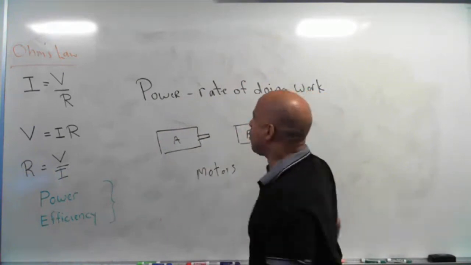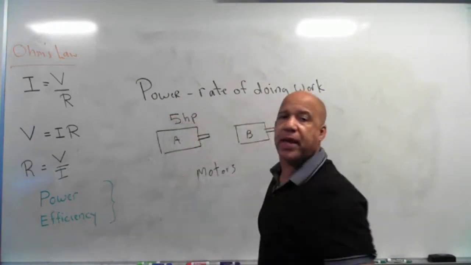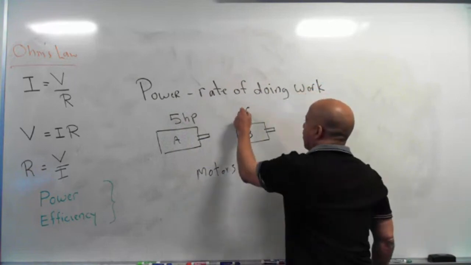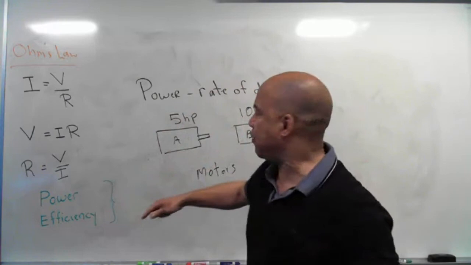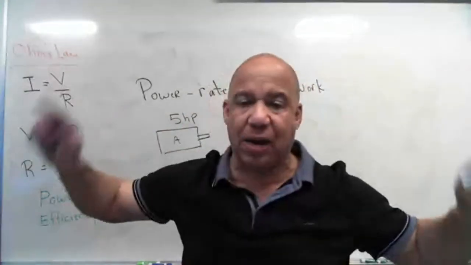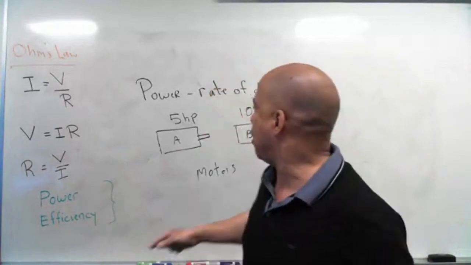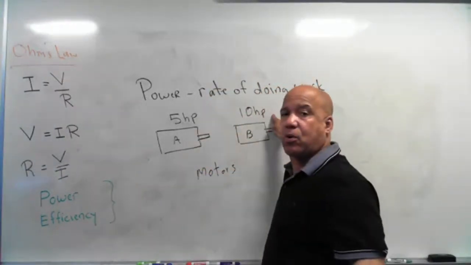Motor A has a power of 5 horsepower. Motor B has a power of 10 horsepower. Now, I don't know what the shaft is driving, but when you turn these on, the shaft spins. Maybe it's driving a pulley system. I don't know what, it's driving something. But motor A is 5 horsepower, and motor B is 10 horsepower.